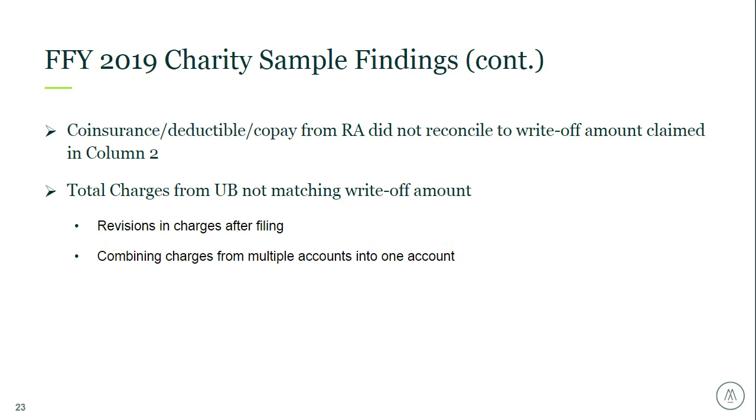For uninsured discounts, it was found, while reviewing a UB or an itemized bill, that not all of the total charges matched the write-off amounts for uninsured claims. And some additional issues that some hospitals experienced was that when they're combining charges for multiple accounts into one single account, we saw this come up, which made a review very difficult for hospitals to obtain the necessary documentation for each pre-merged account to satisfy the audit request.